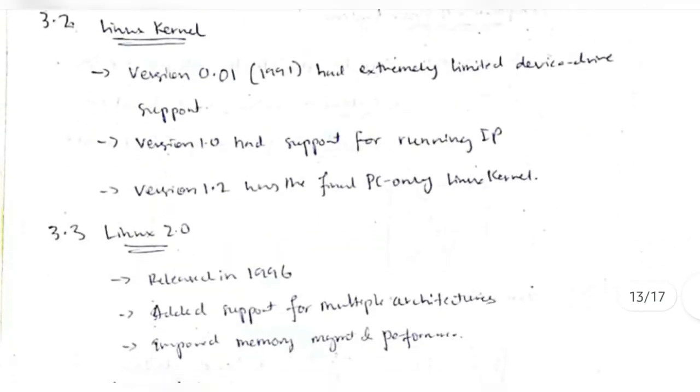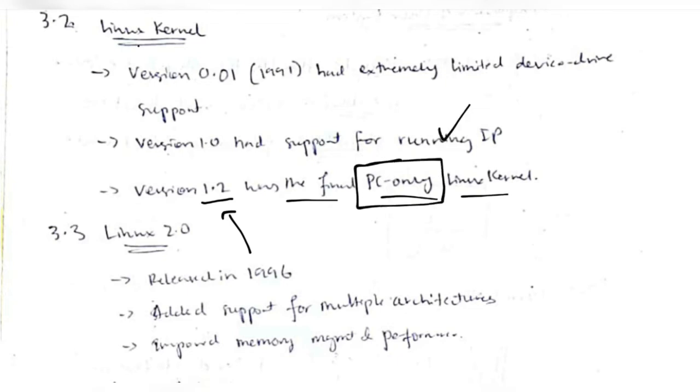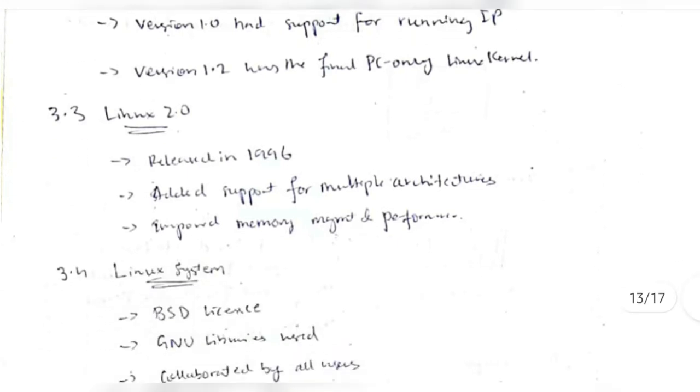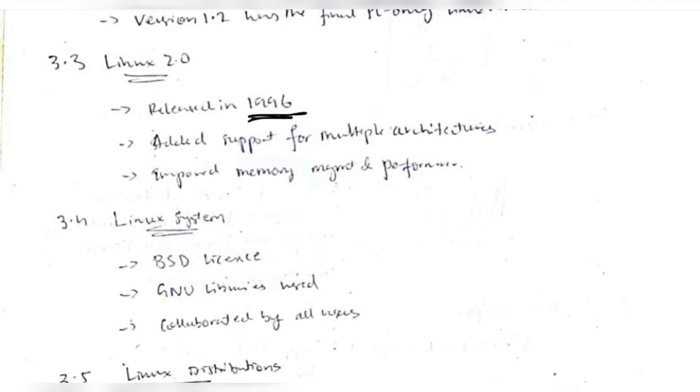Coming to the Linux kernel, its first version is 0.01, which was developed in 1991, but it had extremely limited device driver support. The second version, 1.0, had support for running IP. The third version, the final version still used till now, is the final PC-only Linux kernel. It can be used only on the PC. Then Linux 2.0 was released in 1996. It added support for multiple architectures, and improved memory management and performance.